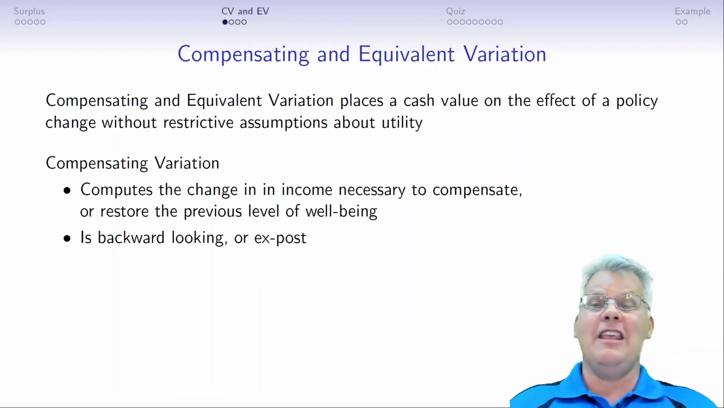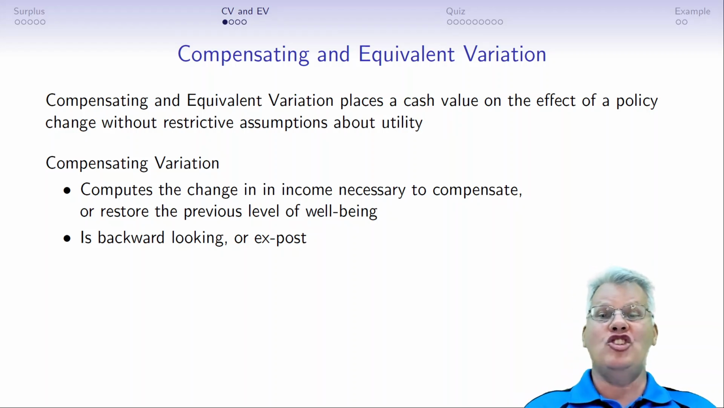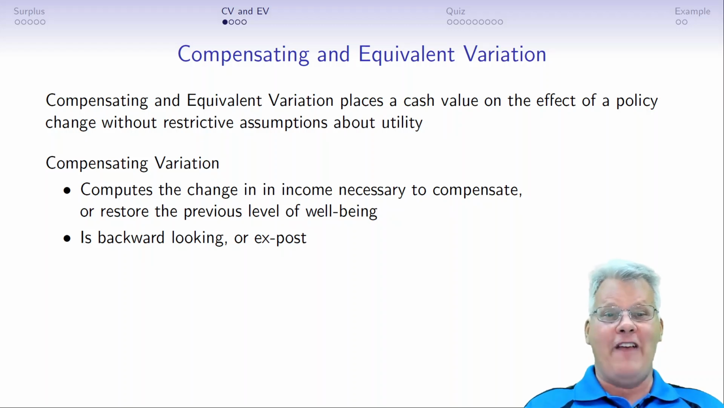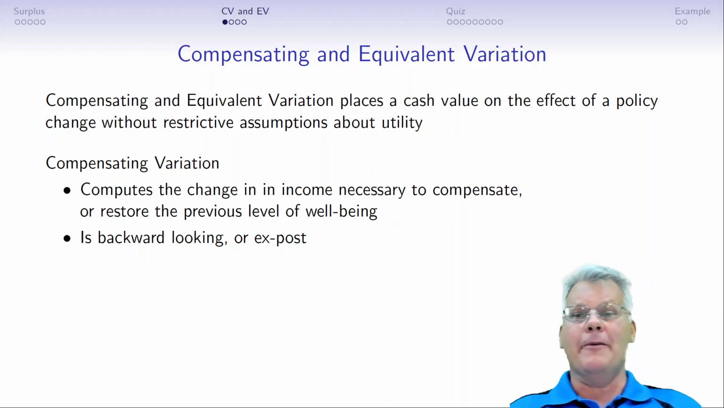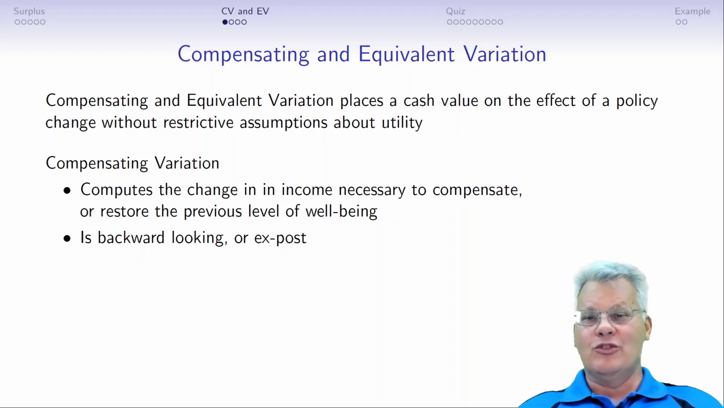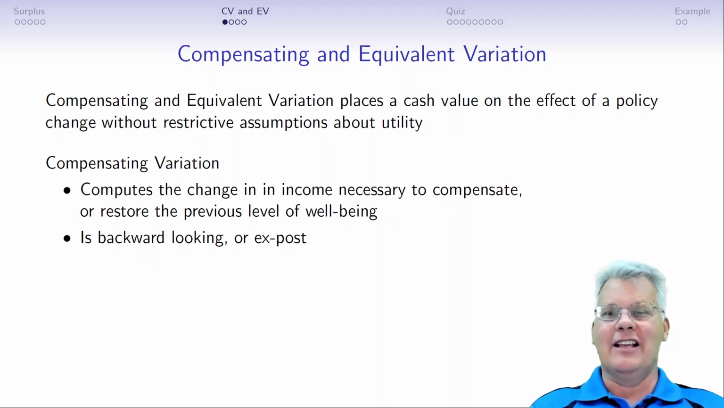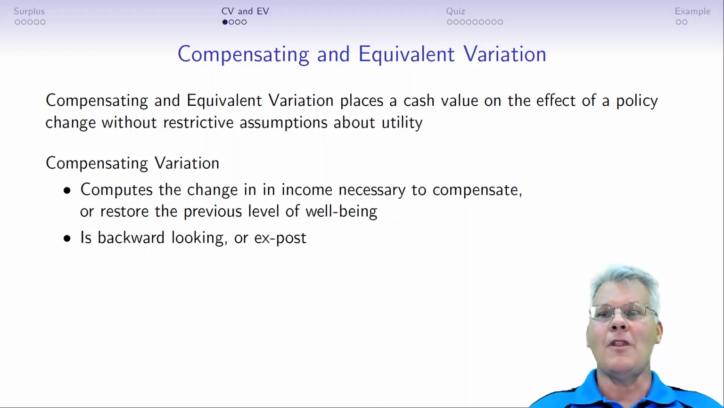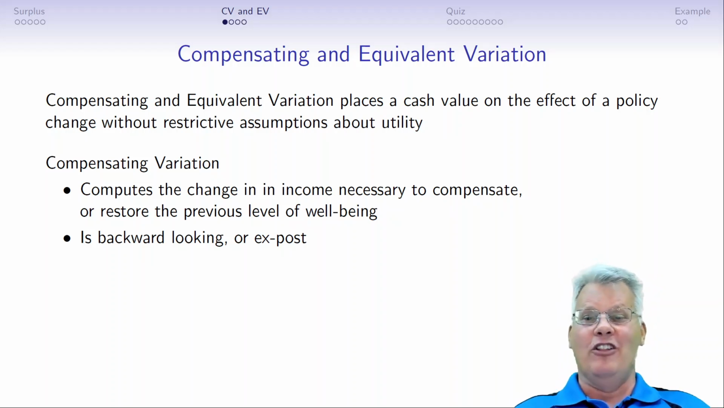They're compensating variation and equivalent variation. What both of these do is put a cash value on the effect of the policy change on consumer well-being. And we don't have to make these restrictive assumptions that we did to calculate net consumer surplus. Compensating variation computes the change in income necessary to compensate or restore the previous level of well-being.